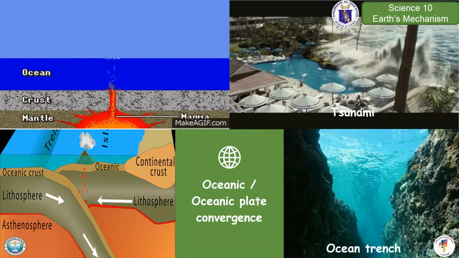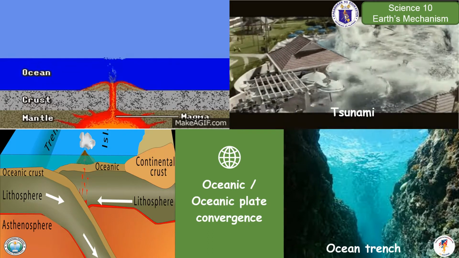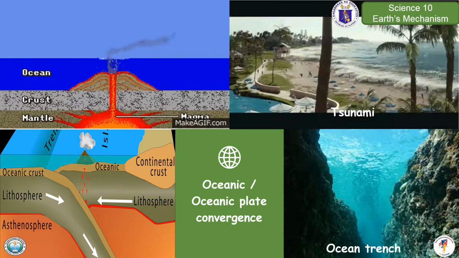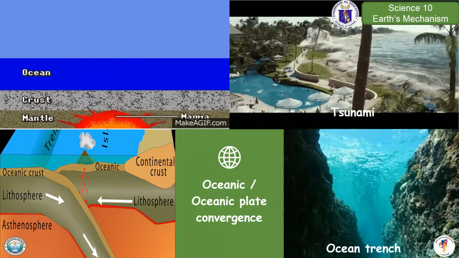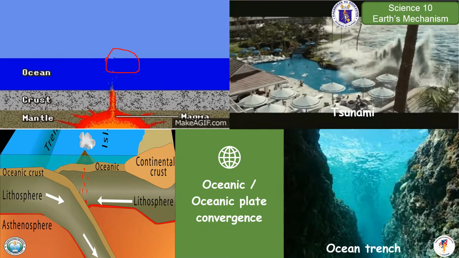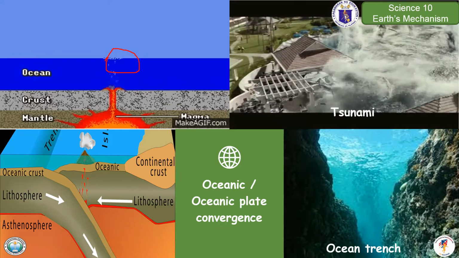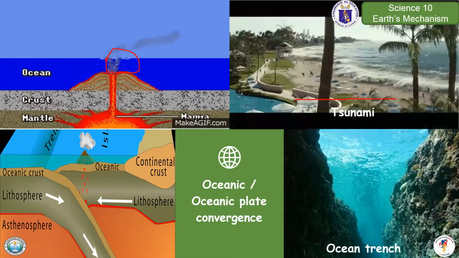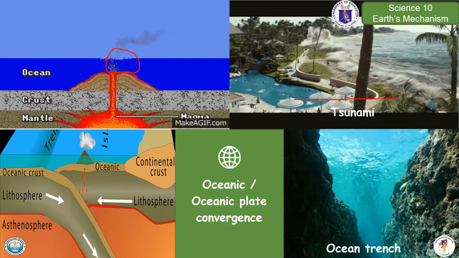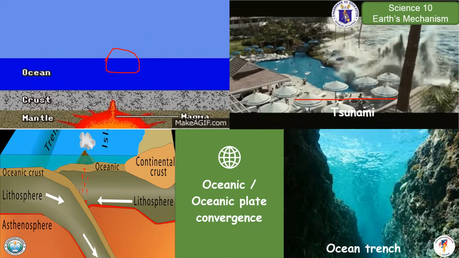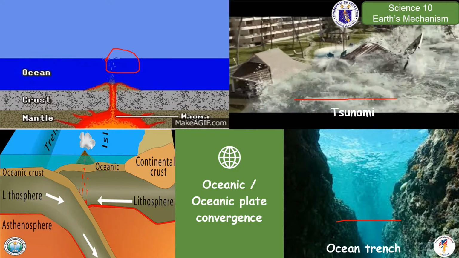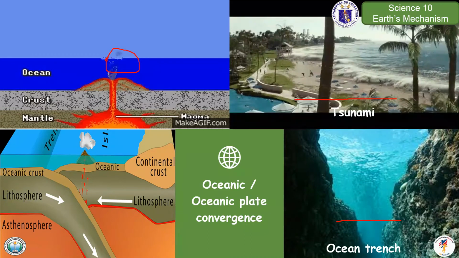For an oceanic to oceanic plate convergence, this is what would happen. It can produce a volcanic island such as the formation of Hawaii. It may also cause tsunamis, and the location wherein one of the plates subducts would produce ocean trenches.